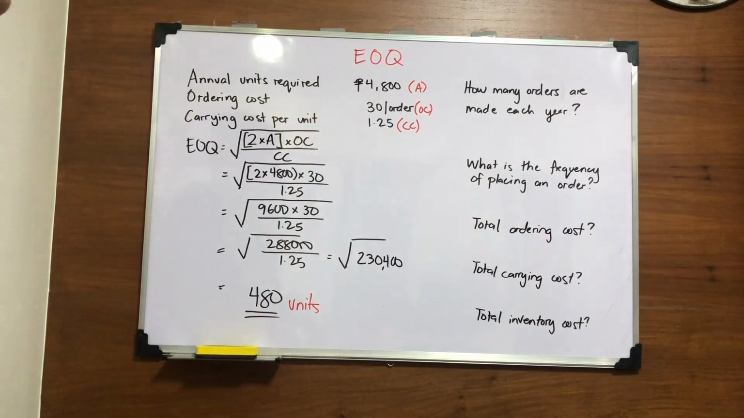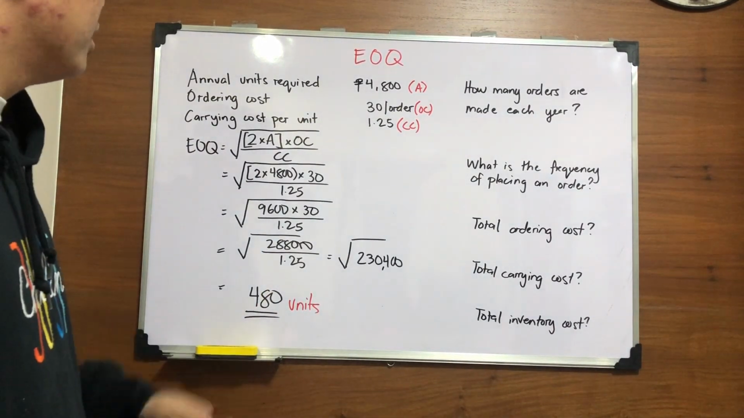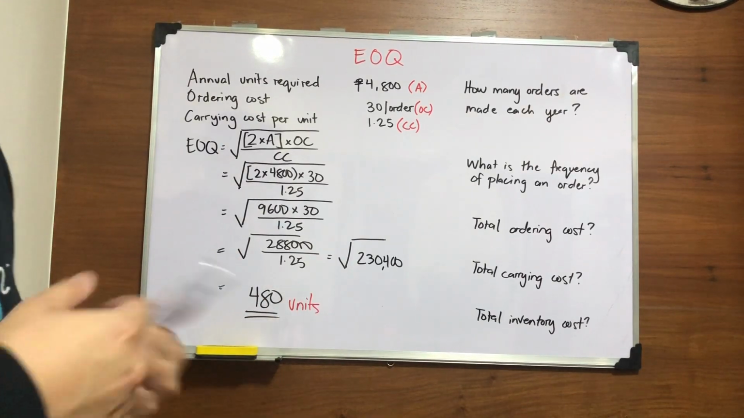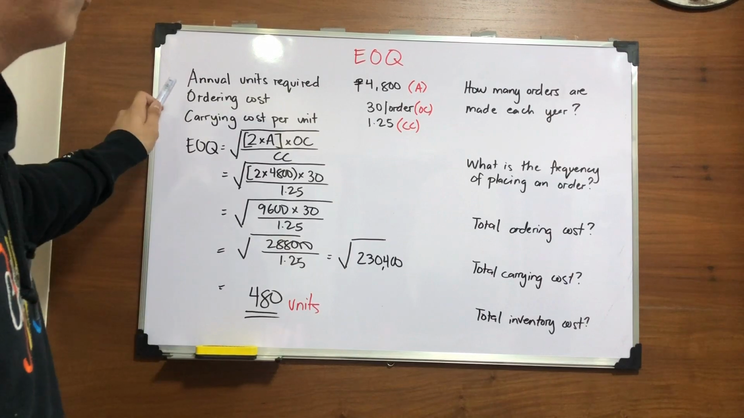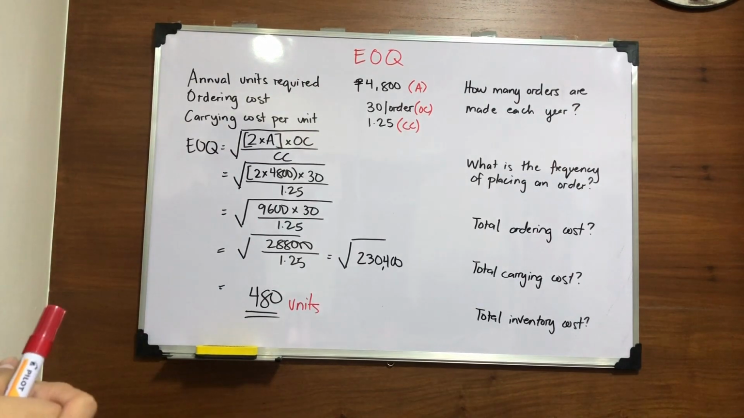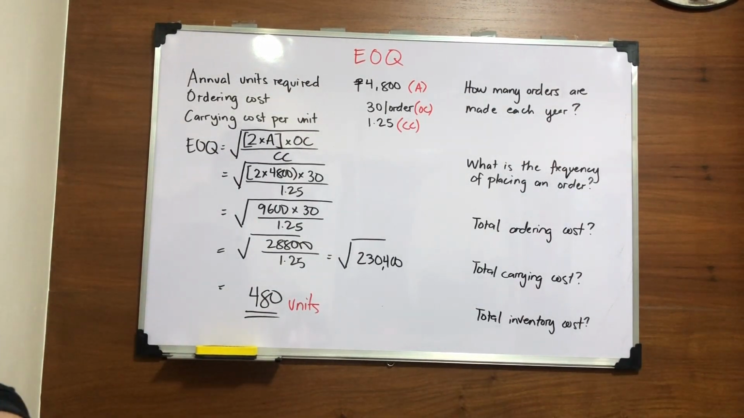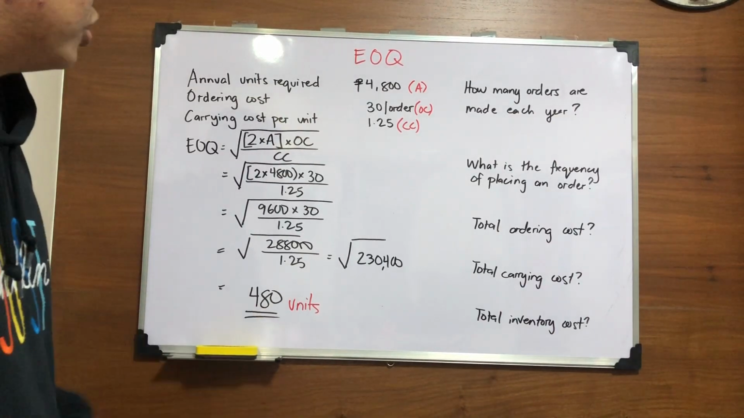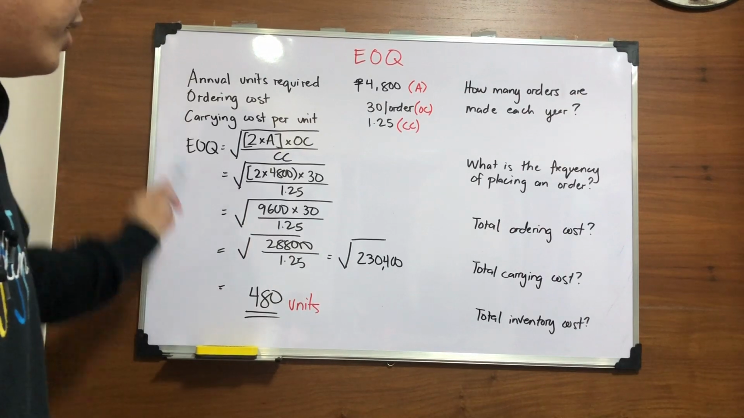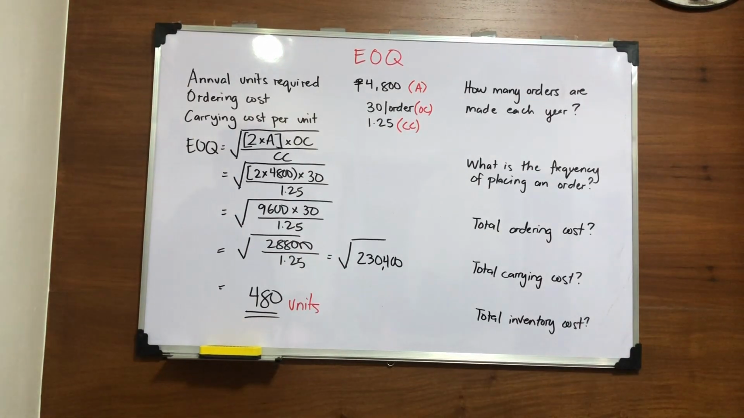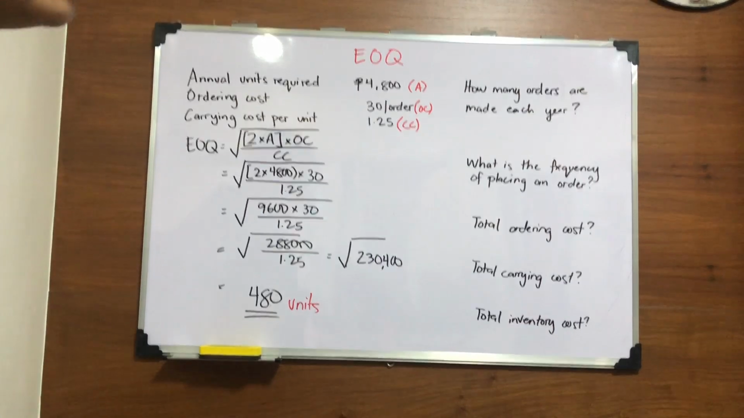This means that this should be the quantity of units that you should order in order to reap the benefits of the ordering cost and carrying costs. When you order this one, you will get the least ordering and carrying cost. Understood? So, in Filipino, we call this, sulitin mo, makakatipid ka sa ordering carrying cost kapag 480 units ang in-order mo. Okay? So, now that we've determined the EOQ, let's now answer the following questions.